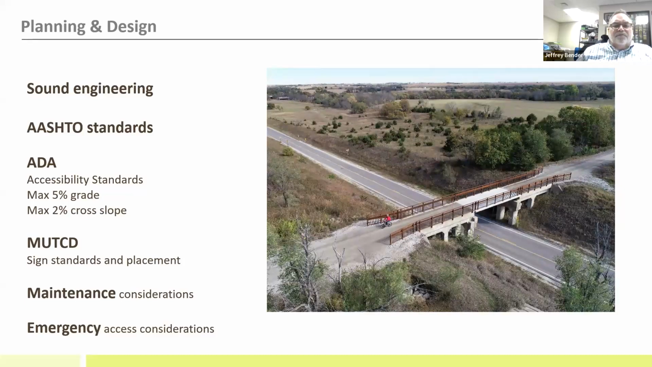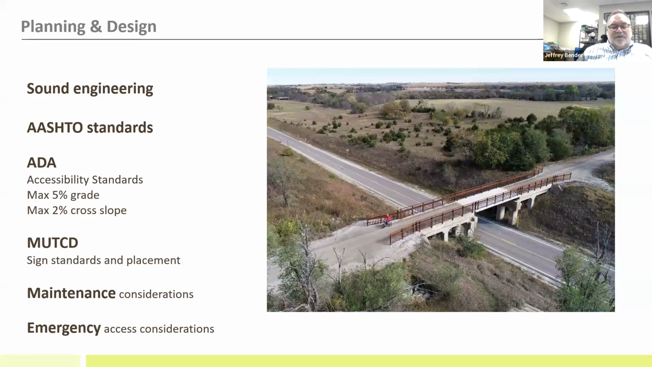Whenever we're looking at a bridge and what we're going to need to do with it, the first thing we consider is good engineering and having professional engineers determine what's needed. We need to adhere to AASHTO standards. We have to consider ADA standards, making sure we meet those. And another major thing is to consider maintenance and emergency access, because if building it out of, for instance, wood, that's going to mean maintenance or replacement. So we try to do all steel and concrete.